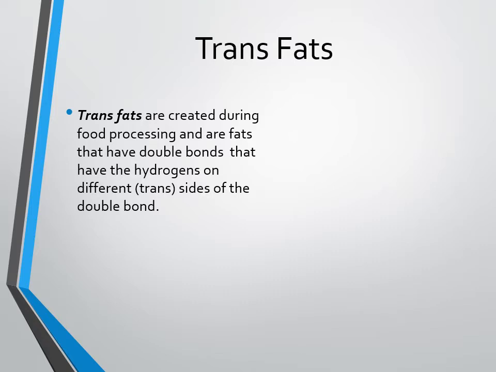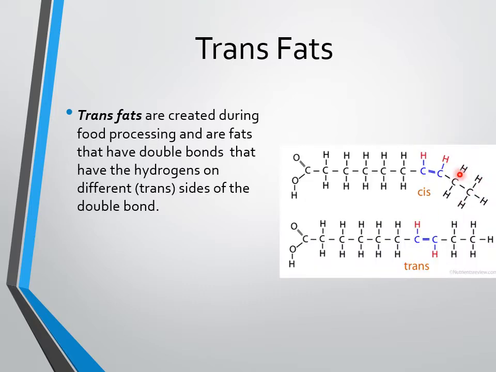And then you have trans fats, and those are created during food processing and are fats that have double bonds that have hydrogens on different sides of the double bond. So right here, this is what you saw just a minute ago. So this is a cis fat. So it goes right here, and then we have this double bond right here that makes it crook off, but we still have our hydrogen bonds up here. Now down here, this is a trans fat where we're no longer getting that little crook in the thing.